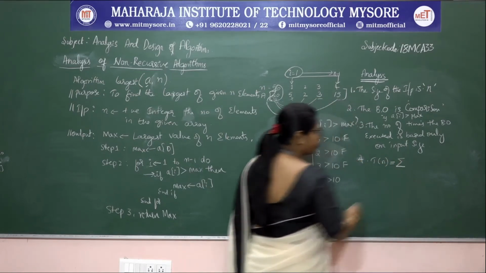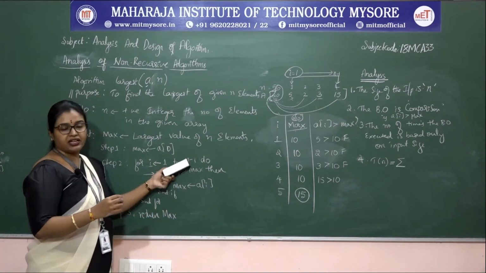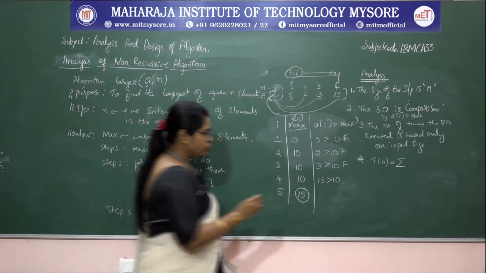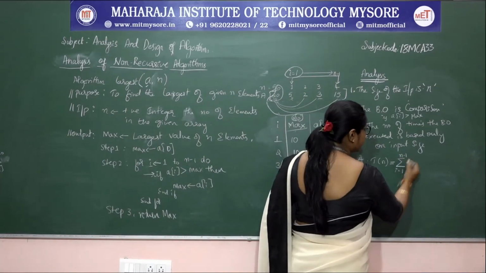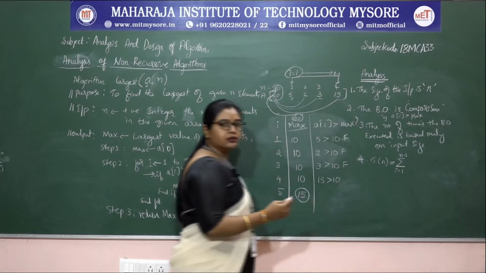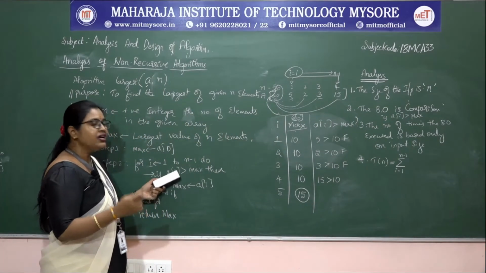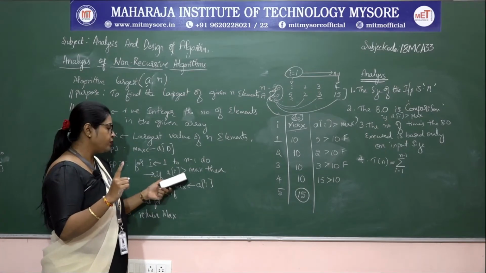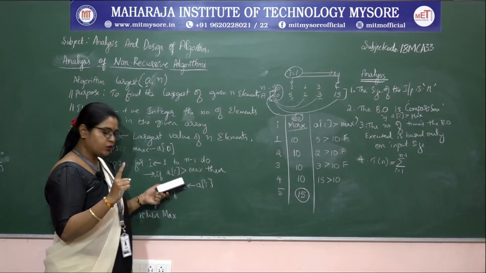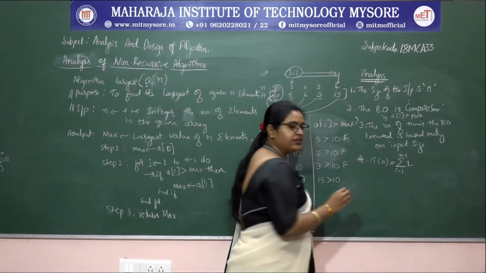From where to where has it started? From 1 to n minus 1. So I starts with 1, ends with n minus 1, and to perform this comparison operation, it is going to take 1 unit of time. So in order to perform this operation, it is taking 1 unit of time. Therefore, here we can write 1 unit of time.